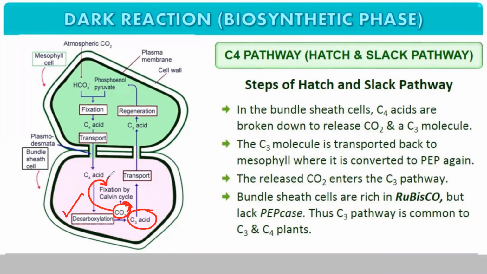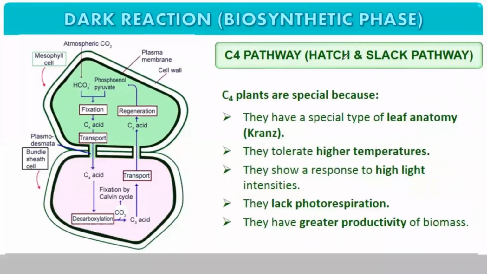Now here the bundle sheath cells are rich in Rubisco, but they don't have PEP case. So there won't be any fixation of carbon dioxide in bundle sheath cells. So this PEP is transported into the mesophyll cell, where it will again start its fixation, transportation, decarboxylation, transportation and regeneration.